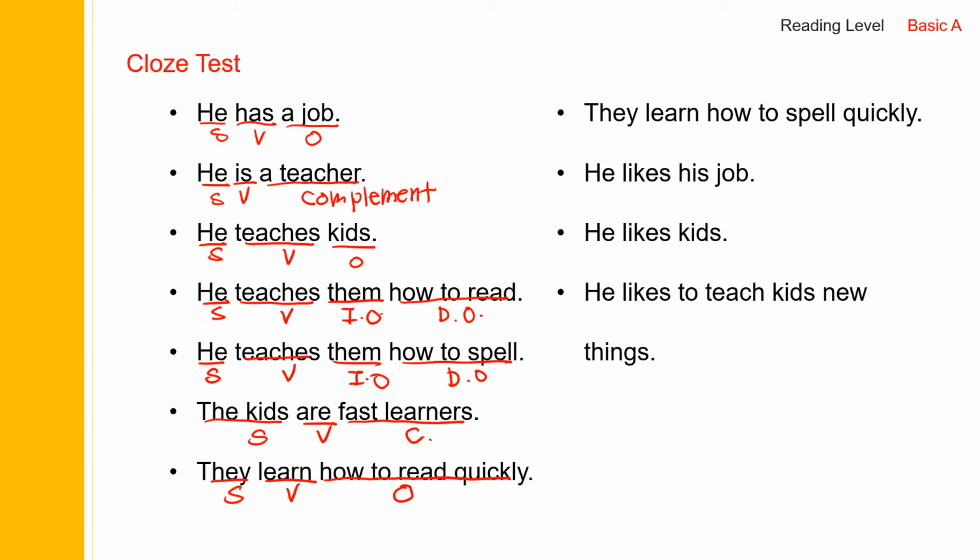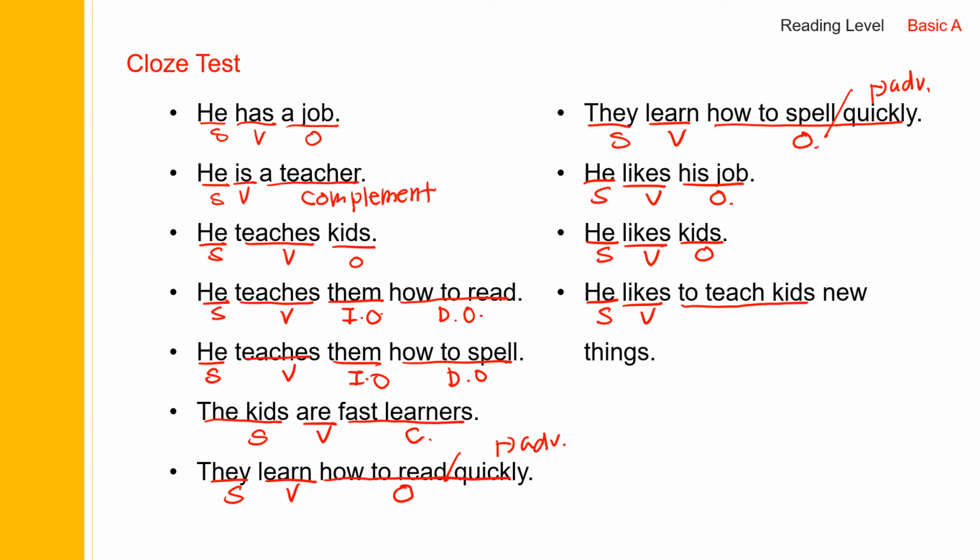Actually, the whole thing is going to be an object, and quickly itself is an adverb. Okay. They learn how to spell quickly. They, subject, learn, and how to spell quickly is an object here. Quickly is adverb. He, subject, likes, verb, his job, object. He, subject, likes, verb, and kids, object. He, subject, likes, verb, to teach kids. So this is going to be indirect object and new things, it's going to be direct object.